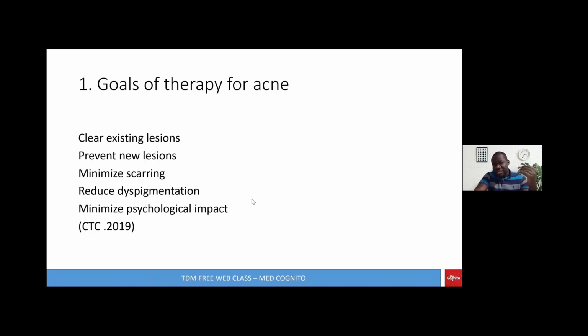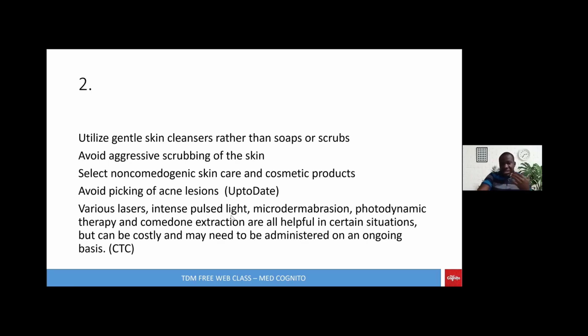All right, so we move on from goals of therapy, and I want you to pay attention to the order and the way in which the questions are framed, and the range of knowledge that the question is aimed at targeting. So we have done goals of therapy. Now the next thing is the non-pharmacological measures, right?